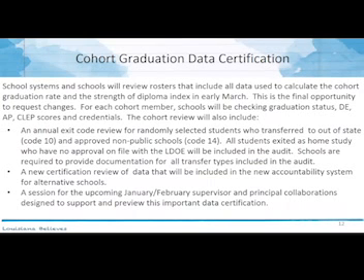For each cohort member, schools will be checking the graduation status, school enrollment, AP, CLEP scores, and credentials. The review will also include these three things: an annual exit code review for randomly selected students who transfer to out-of-state and approved non-public schools. All students exited as home study who have no approval on file with the LDOE will also be included in the audit. Schools are required to provide documentation for all transfer types included in the audit.